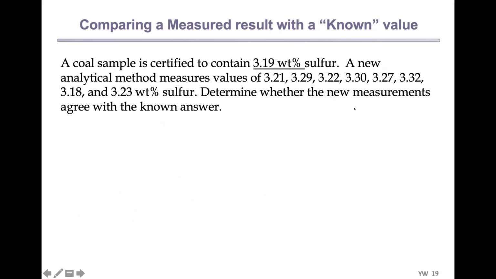Let's look at an example here. A coal sample is certified to contain 3.19 weight% sulfur. And now we use a new analytical method. It measures the values of those, and we determine whether the new measurements agree with the known answer.